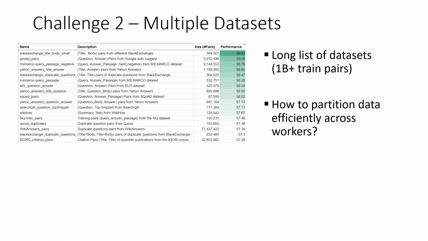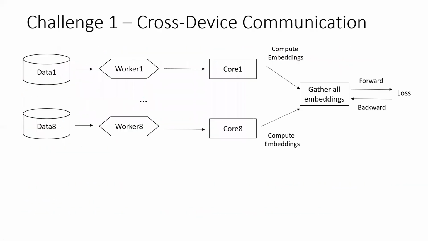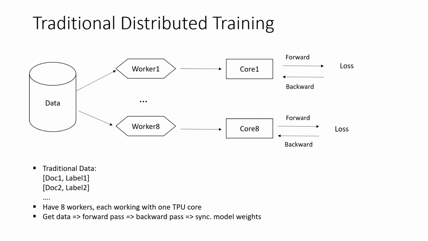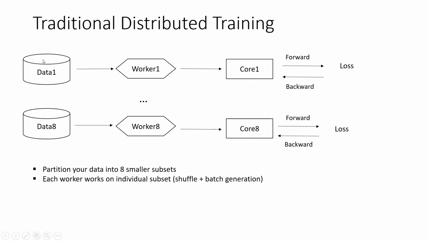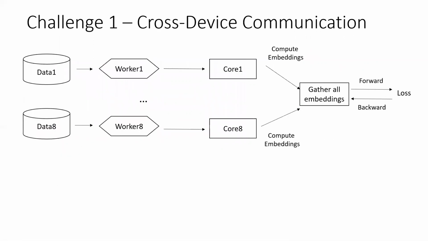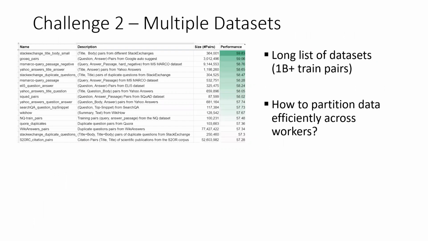So the second challenge is that we train on multiple data sets. We have a long list of data sets, in total roughly 1 billion training pairs, and the question is how to partition the data sets efficiently across workers. In a standard setup where you do some classification tasks, you just split your data up into 8 different chunks, and then every worker can work on its own chunk. But it's a lot harder when you work on multiple data sets, and also when you work on a lot of data sets.